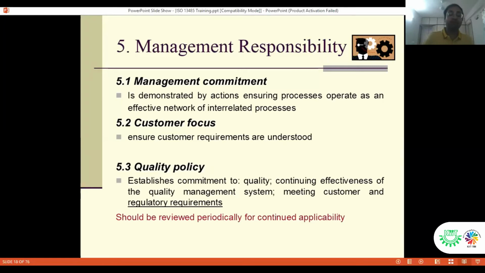Give you an example of production. Suppose in production you are seeing a rejection level of around 7% year to year, but now you want to decrease that rejection level from 7% to 4%. So this becomes your objective, which is measurable.